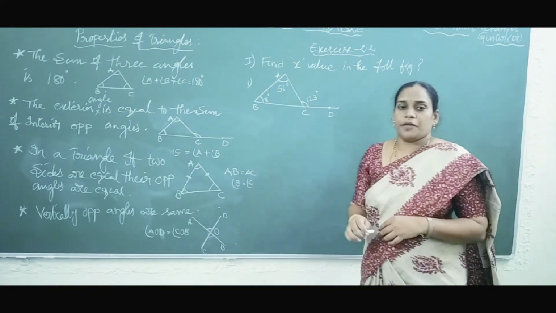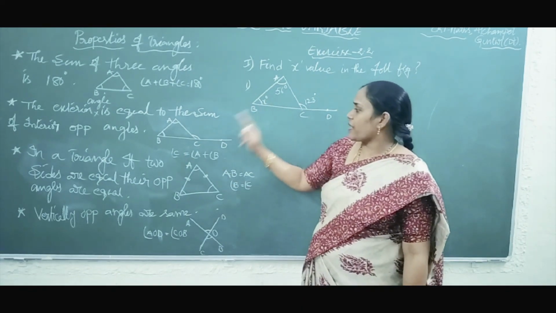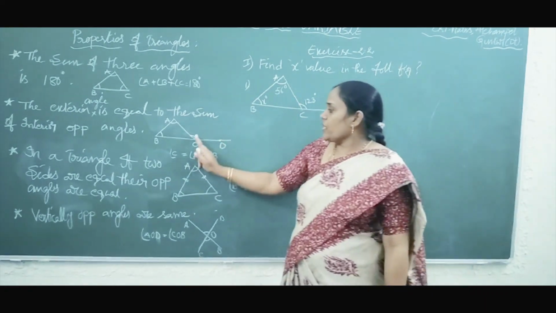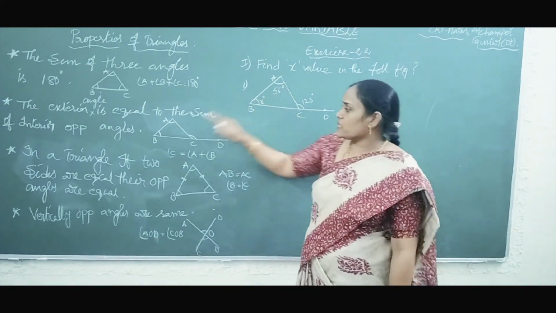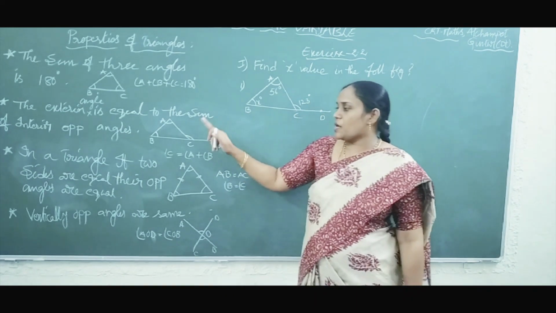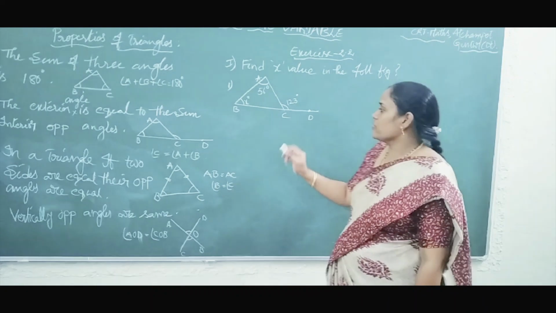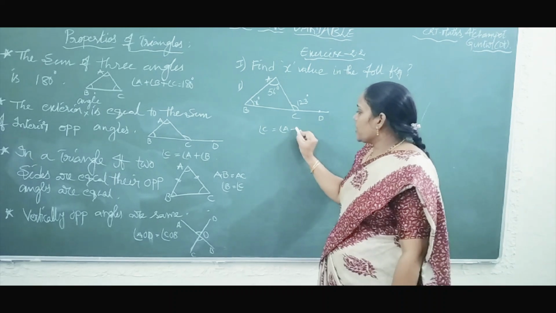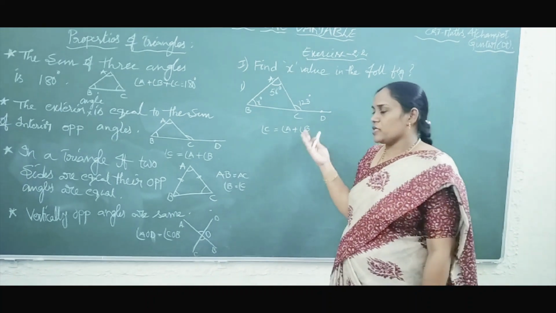Now we have to see the second property. Observe, students, this diagram is the same as that diagram. Here angle C is the exterior angle, and the interior opposite angles are the same. So what is the property? The exterior angle is equal to the sum of the interior opposite angles. So angle C equals angle A plus angle B, or you can also write angle A plus angle B is equal to angle C.